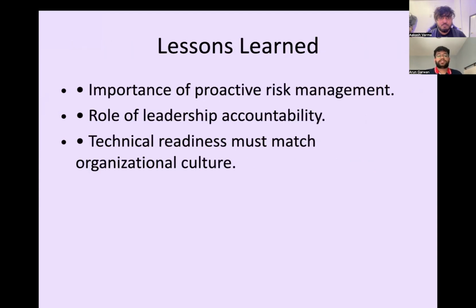The lessons learned from the Equifax breach: the key takeaways include proactive risk management strategies, executive accountability, and alignment between technical readiness and organizational culture. Cybersecurity must be treated as a strategic business issue, not just a technical one.